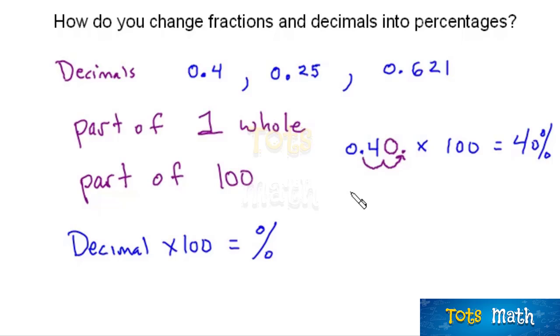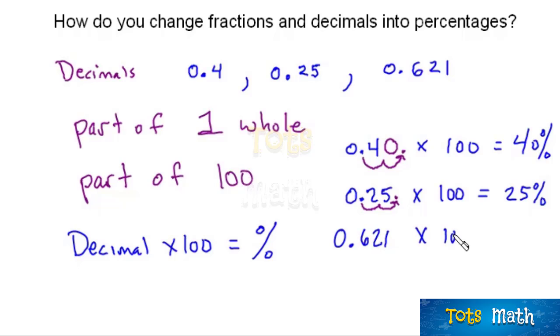Now let's try it for the next decimal, 0.25. We're going to multiply that decimal by 100. And to do so, we move the decimal point 2 places to the right, and that gives us 25%. And finally, the last decimal, 0.621, we multiply that by 100. We move the decimal 2 places to the right, and that gives us 62.1%. So to change a decimal into a percentage, you simply multiply the decimal by 100.